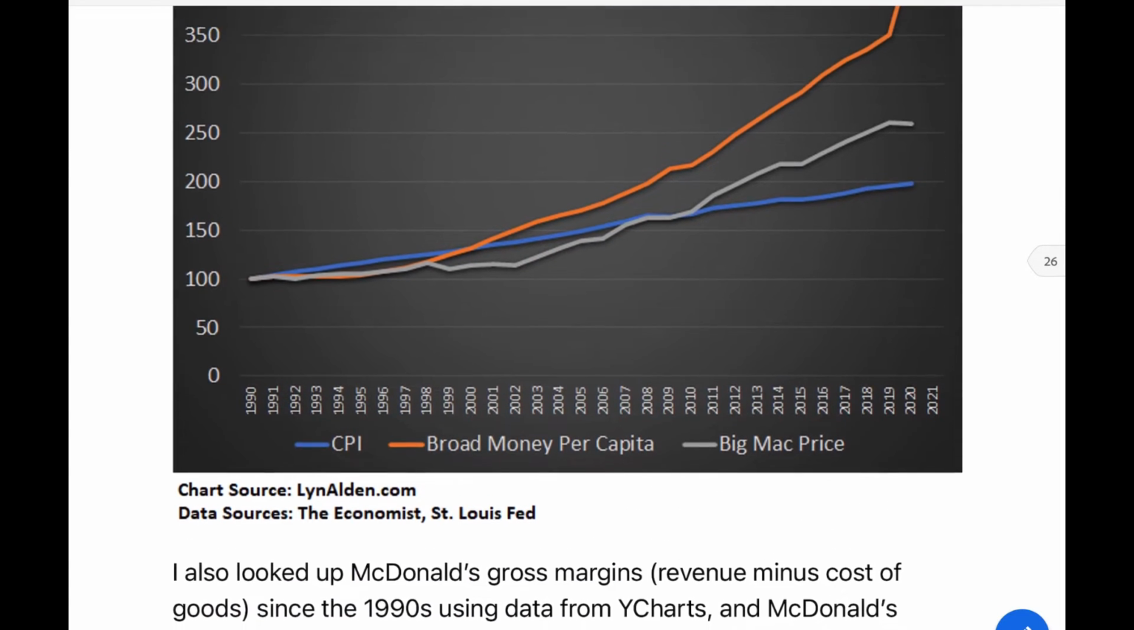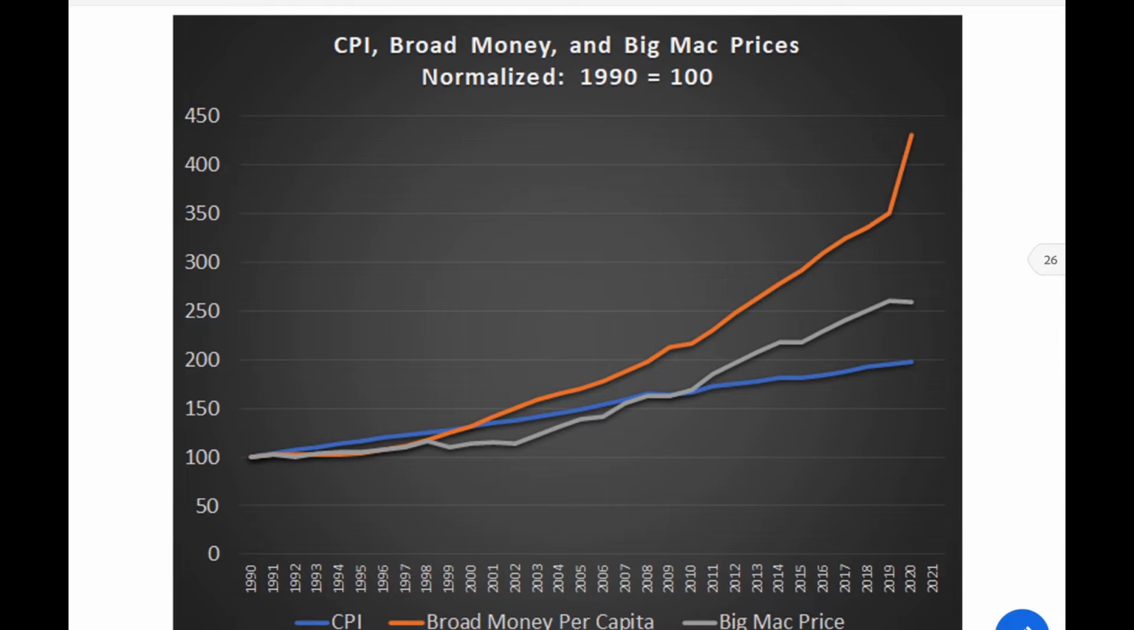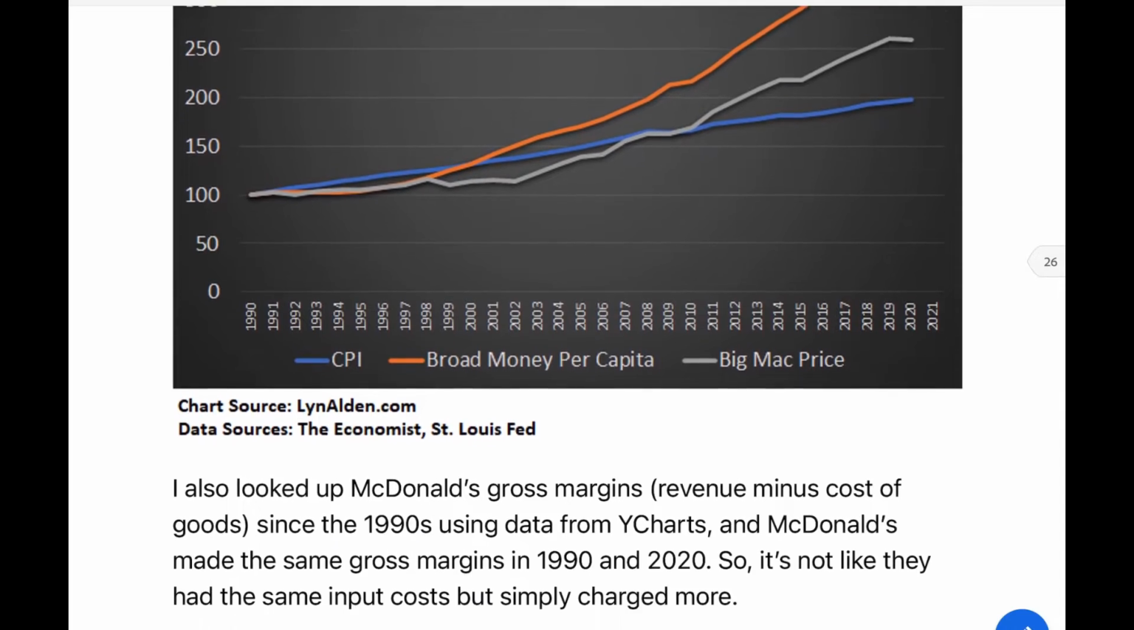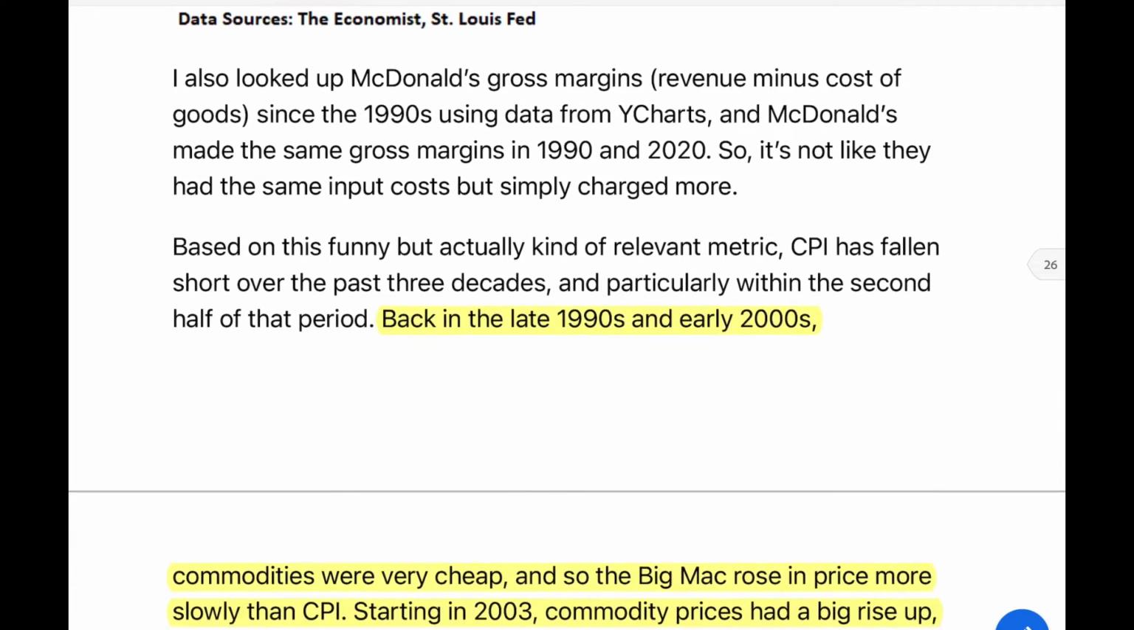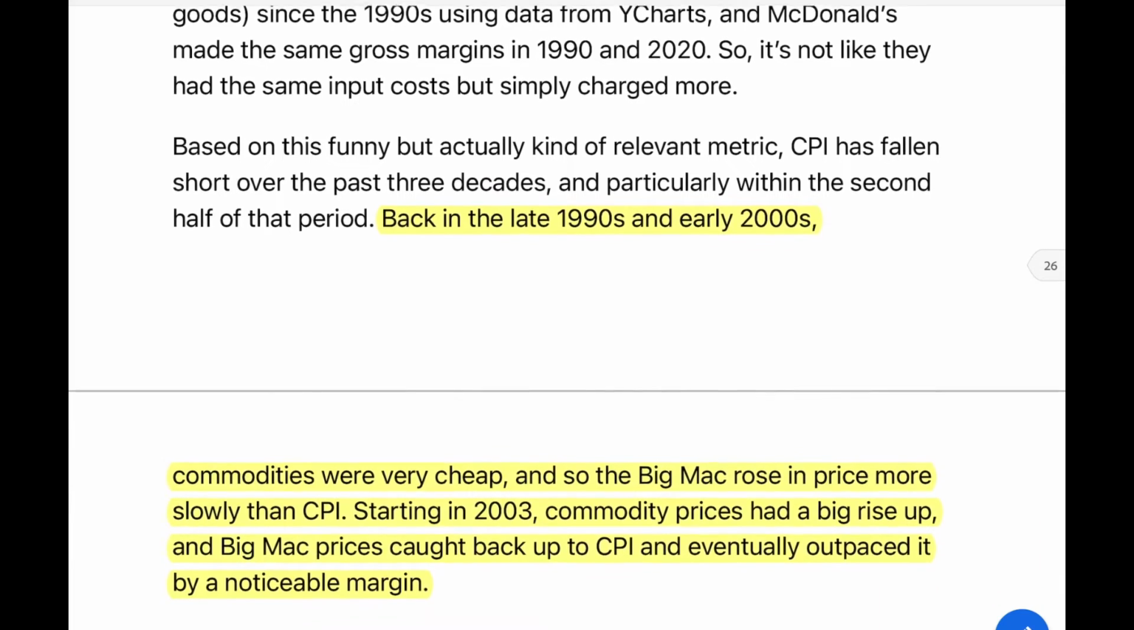So here's a pretty interesting chart. The blue line is your CPI adjusted inflation rate, then your broad money, and then the Big Mac price. And you can see the Big Mac price rises a lot higher than your CPI. And you can use this for pretty much everything. You can look at housing, your energy usage, your gasoline, your electric bill, real estate. Everything outpaces the CPI. The CPI number is very manipulated.